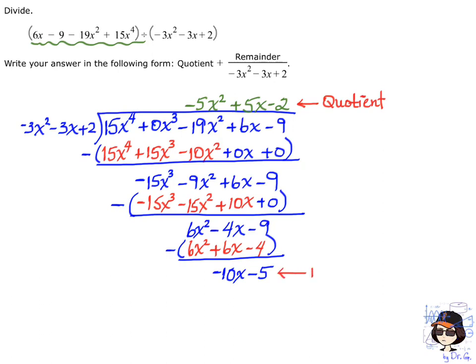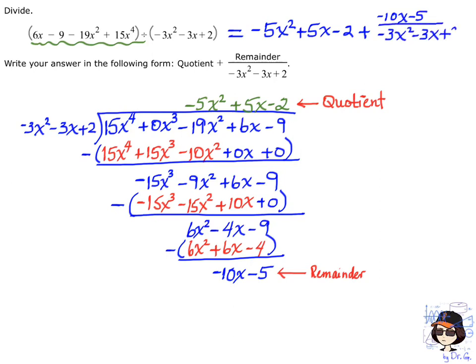And the remainder is negative 10x minus 5. So we're going to write our answer in that special form: negative 5x squared plus 5x minus 2 plus our remainder, negative 10x minus 5, over negative 3x squared minus 3x plus 2. And that's our answer.